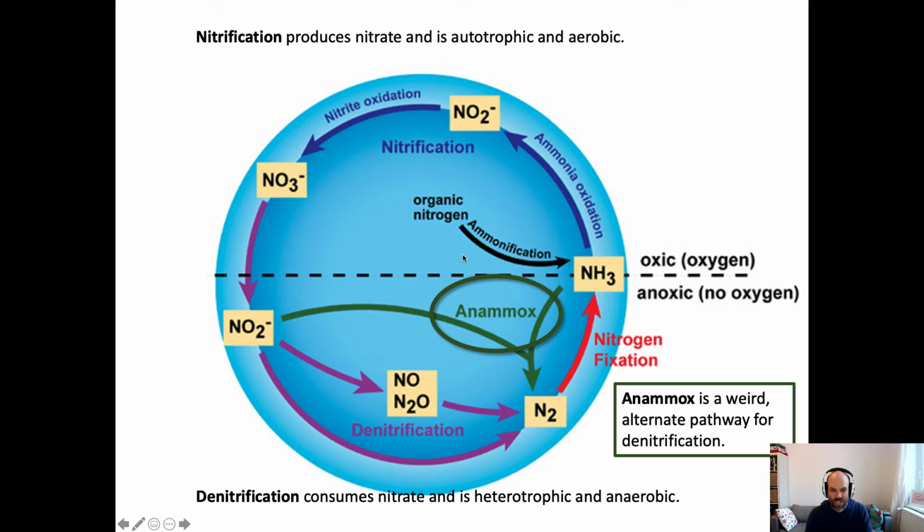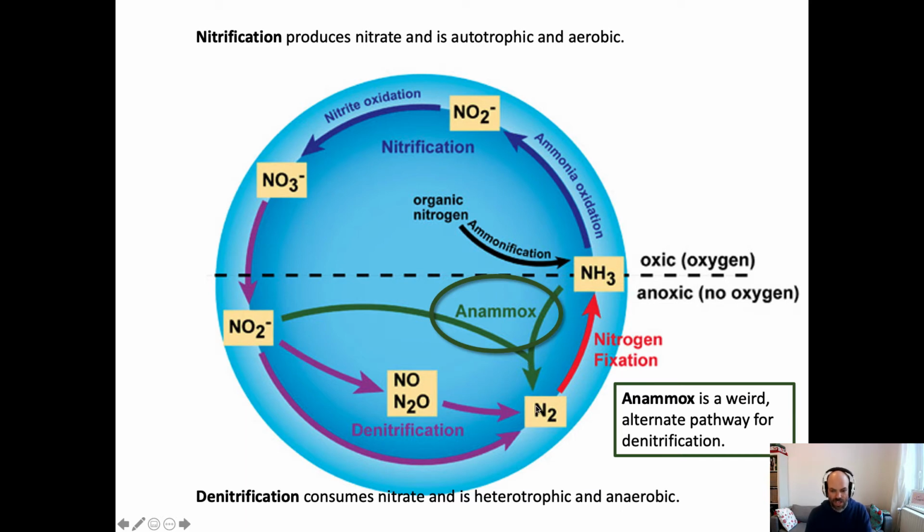But instead of organic matter, instead of being heterotrophic, it uses ammonia as its electron donor, and it's an autotroph. It fixes CO2 to make its own food. So it takes ammonia and nitrite, and combines those together to form N2.